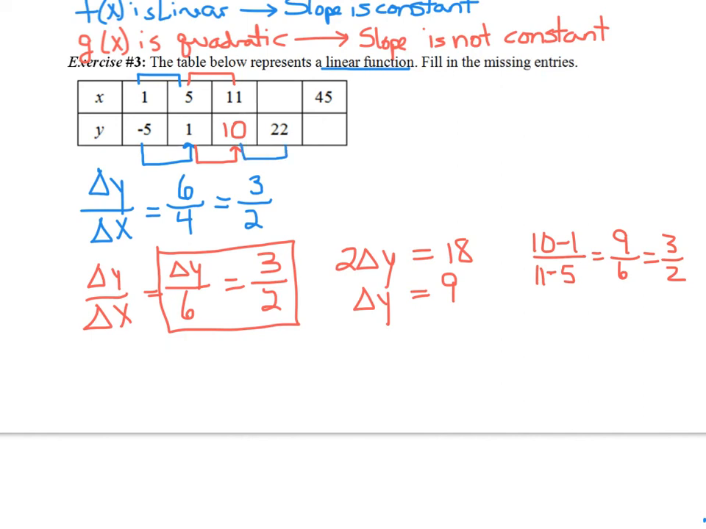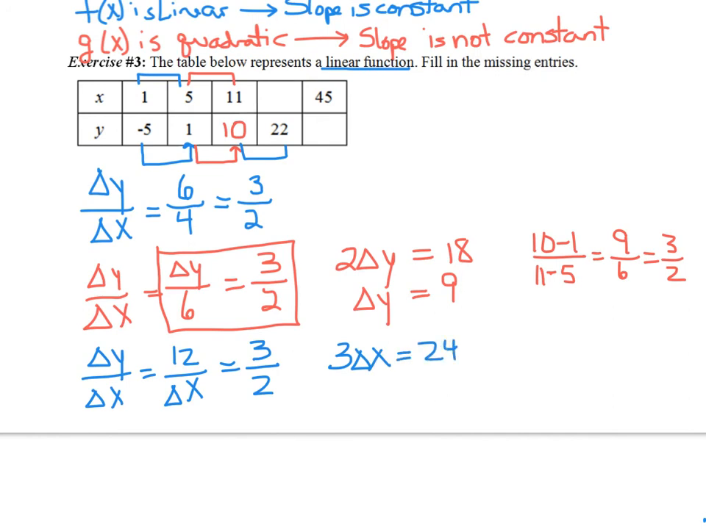I see that going from 10 to 22 gives me a change in my y value of 12. I don't know my change in my x value, but I know that throughout this table it has to be 3 over 2 for my average rate of change. Treat this as a proportion, so 3 delta x is equal to 2 times 12, which is 24. So therefore the change in x has to be equal to 8. So that tells me that going from 11 to my next x value has to be a difference of 8. So this value has to be 19.